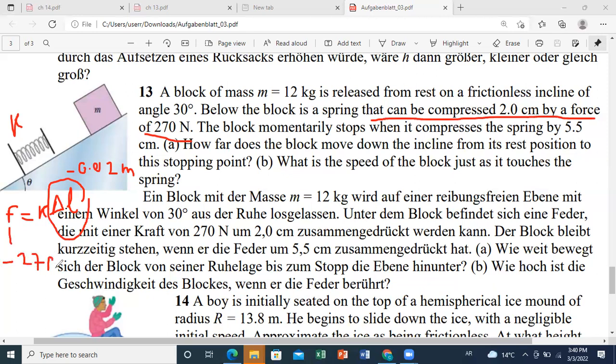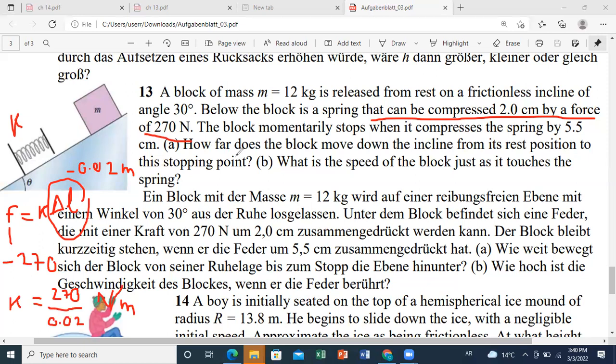This means that the stiffness K of your spring is equal to 270 over 0.02 Newton per meter. Okay, so this is the value of my stiffness. Instead of giving it directly, they provided me with this information. So the first step will be to find the stiffness of my spring. Once they give me the stiffness, the calculation becomes simple.